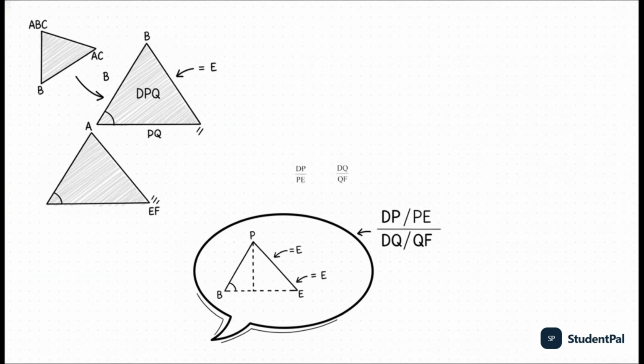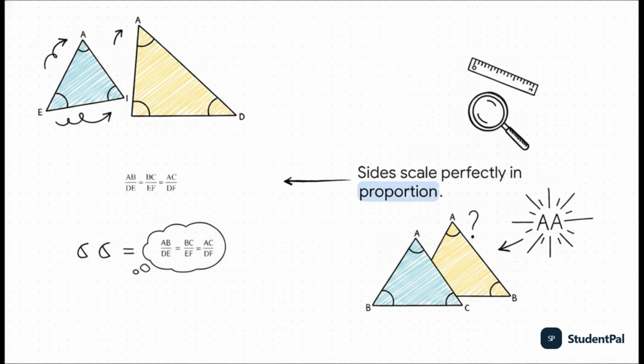Because these are corresponding angles, it means the line PQ is absolutely parallel to the base EF. And what did we just learn happens when a line is parallel to a base? The basic proportionality theorem. So by BPT, DP over PE absolutely must equal DQ over QF. Following that logic all the way through, and remembering that DP was just a stand-in for AB, we can conclude that the ratio of AB over DE equals BC over EF, which equals AC over DF.